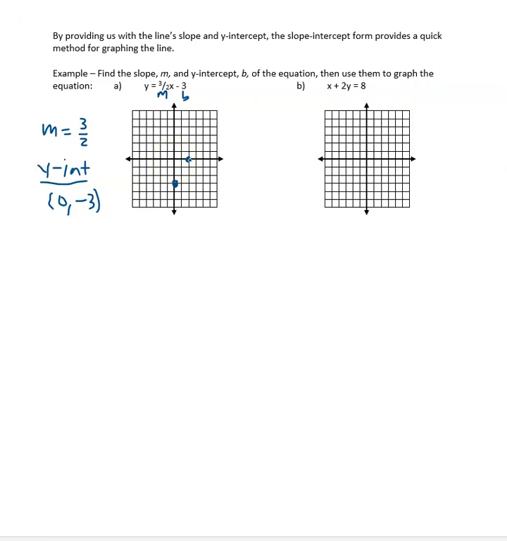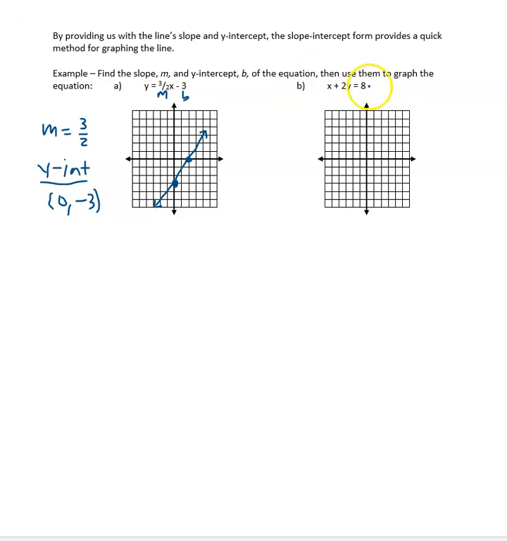point on the graph. So now all we have to do is connect these 2 points with a straight line and put arrows on the ends, and we have a sketch of the graph of y = 3/2 x - 3. So as you can see, if the equation's already in slope-intercept form, it is very easy to use the slope and the intercept to sketch the graph.